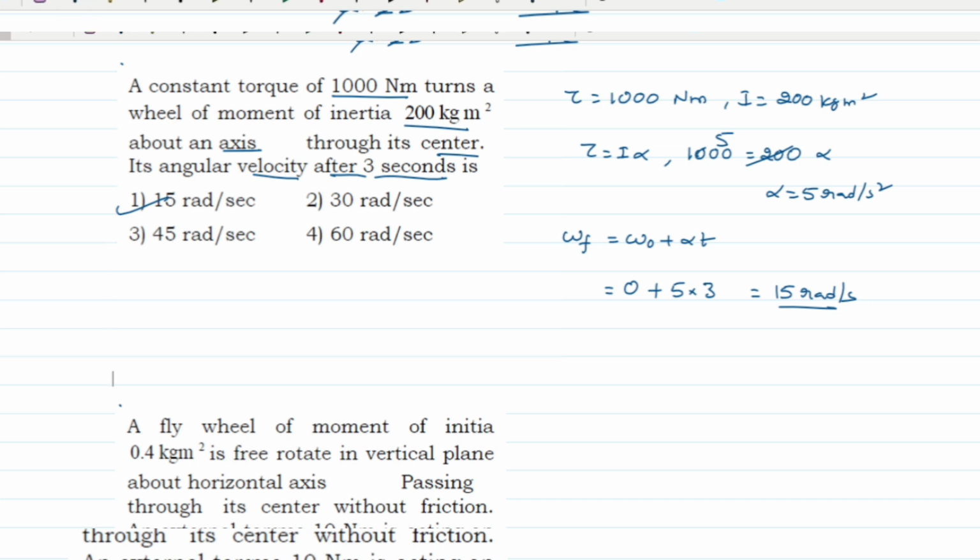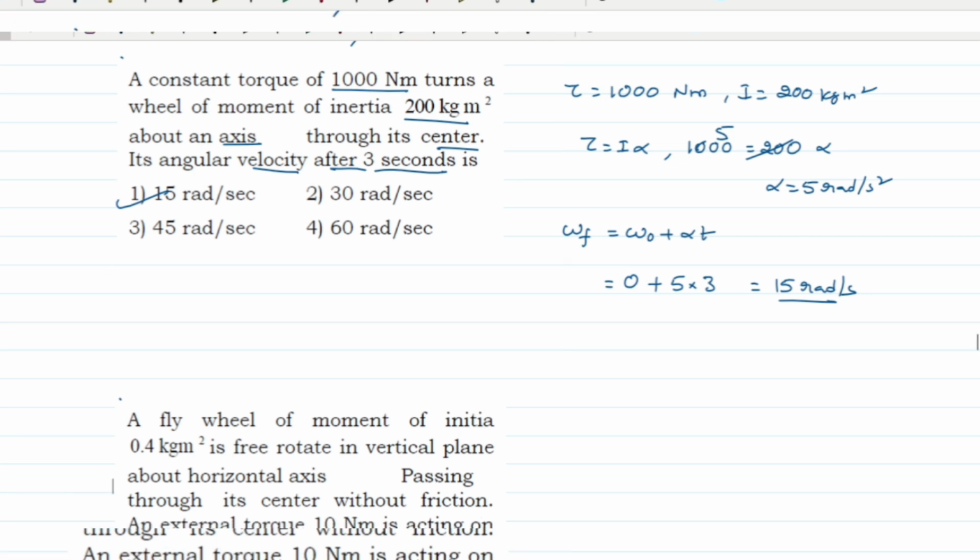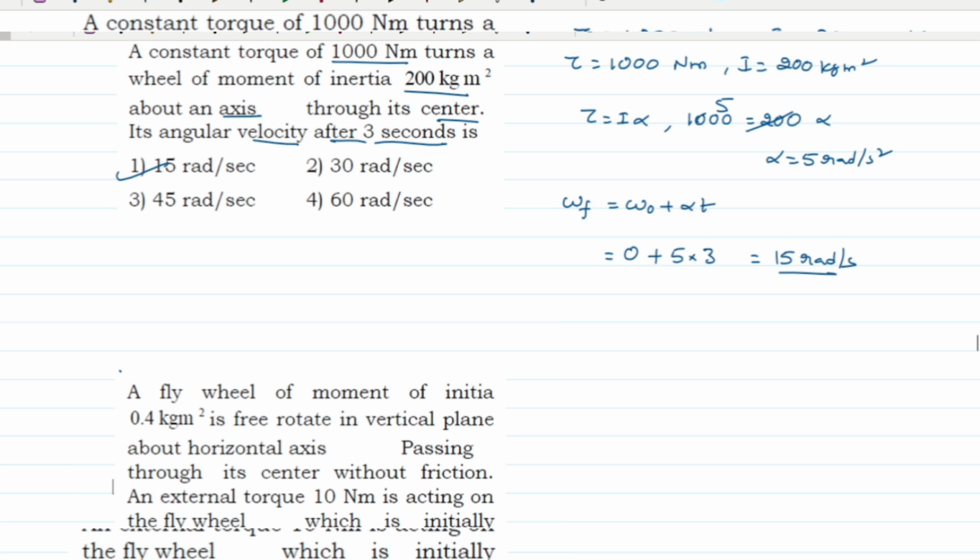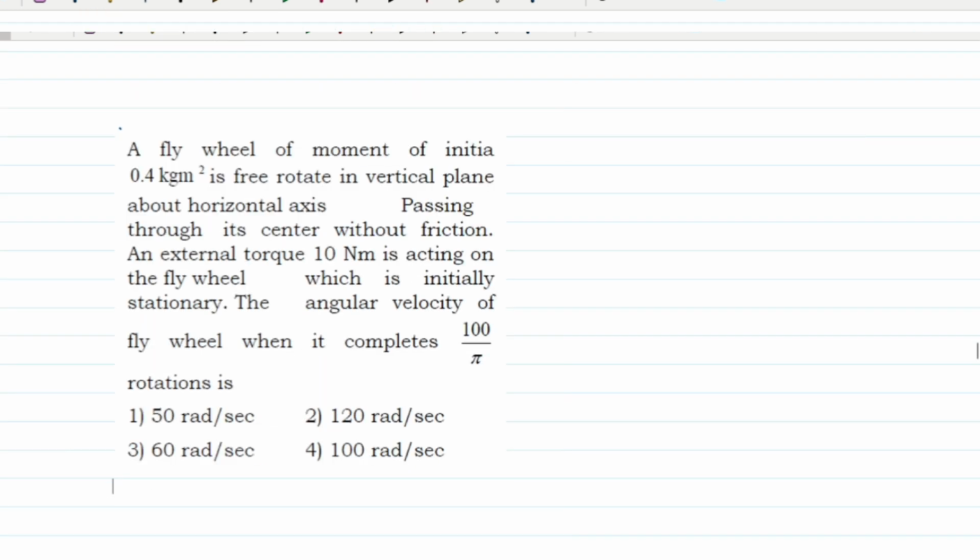The next question says, a flywheel of moment of inertia 0.4 kg meter square is free to rotate in a vertical plane about the horizontal axis passing through its center. Its moment of inertia is given, initially without friction. An external torque of 10 Newton meter is acting on the flywheel, which is initially stationary. So the angular velocity of the wheel when it completes 100 by pi rotations they are asking.